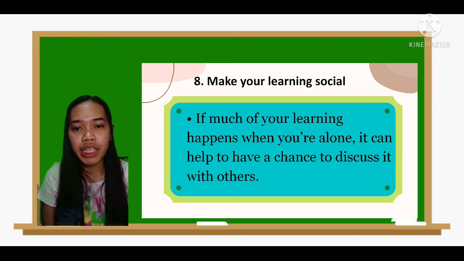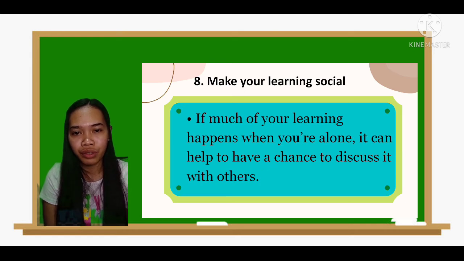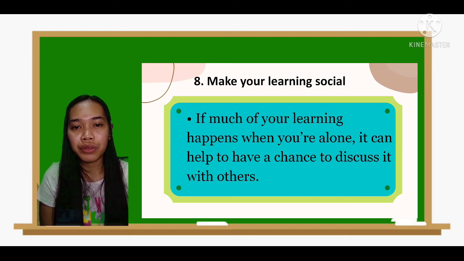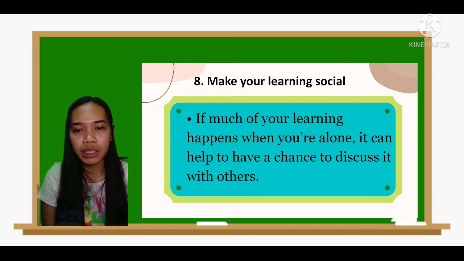If much of your learning happens when you're alone, it can help to have a chance to discuss it with others. This gives you the opportunity to explain what you're learning in your own words and apply your knowledge to new situations. Research also shows that collaborative learning promotes engagement and benefits long-term retention. Even if you're not learning on the job or in a group setting, you can try online learning tools like Twitter, Blackboard, Edmodo, Quora, and others.